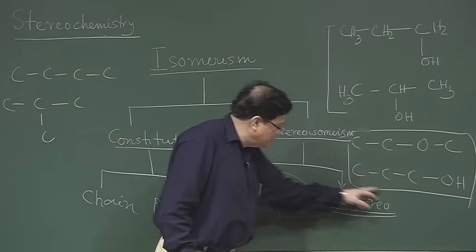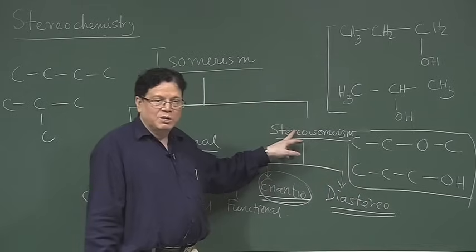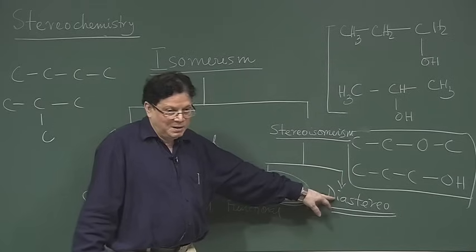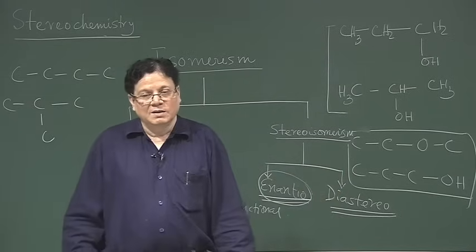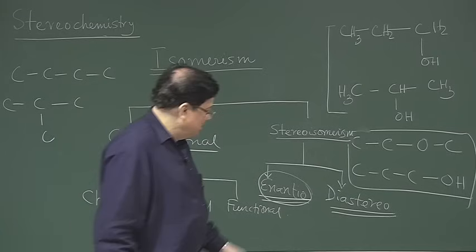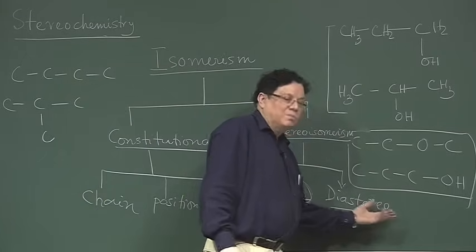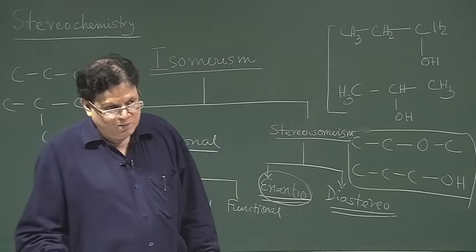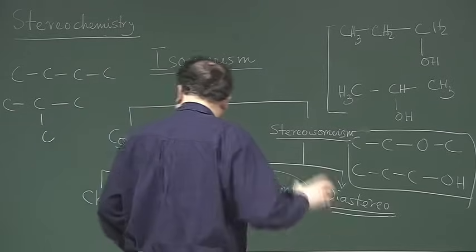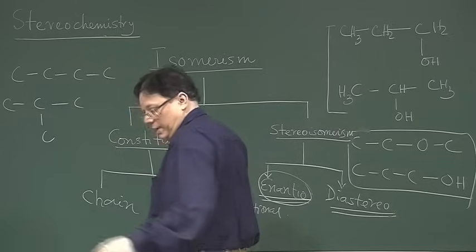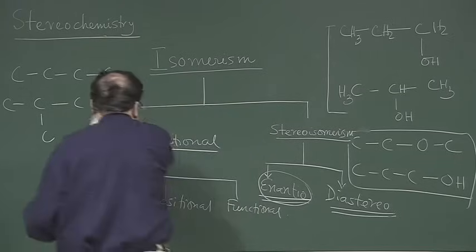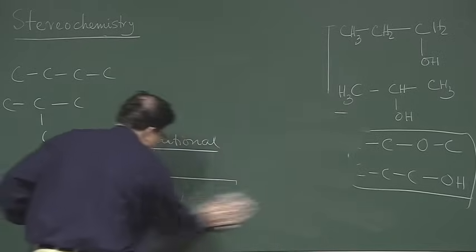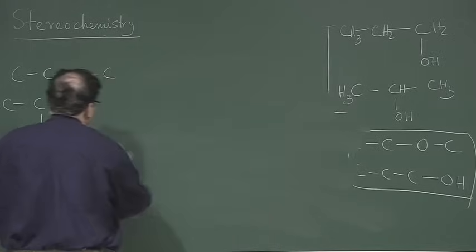Whereas molecules which have the same constitution, same functional groups, same connectivity, but are not mirror images of each other, are called diastereomers, or you can say the molecules are exhibiting diastereoisomerism. Okay, let us wipe this out now. Let us concentrate first on enantiomerism.